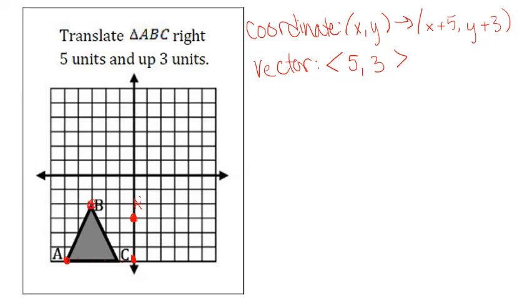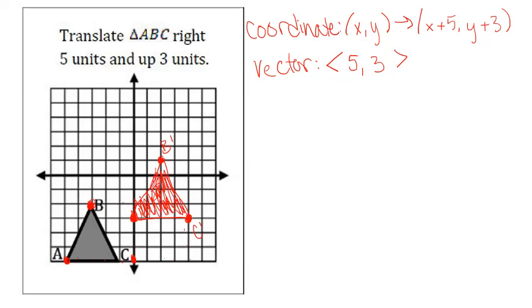Let's do point B now. We're going to move to the right 5. 1, 2, 3, 4, 5. And up from there 3. 1, 2, 3. So this would be B prime. And last but not least, let's move C to the right 5. 1, 2, 3, 4, 5. And from there up 3. 1, 2, 3. And this is C prime. So just like our last example, connect the dots. And then we can shade in our triangle.